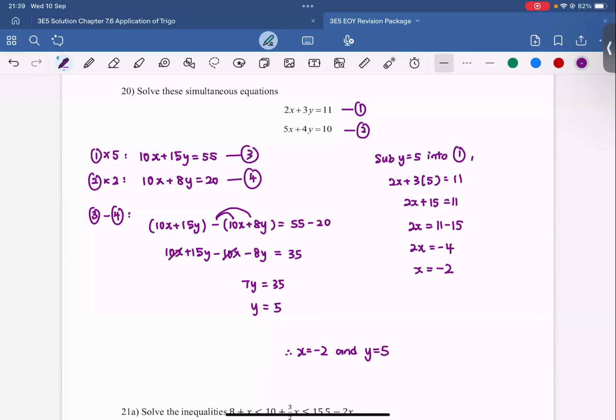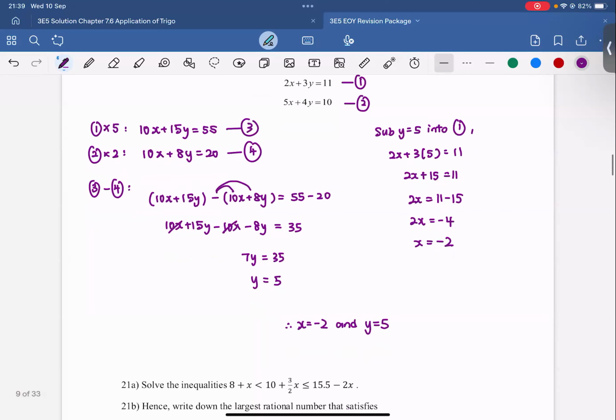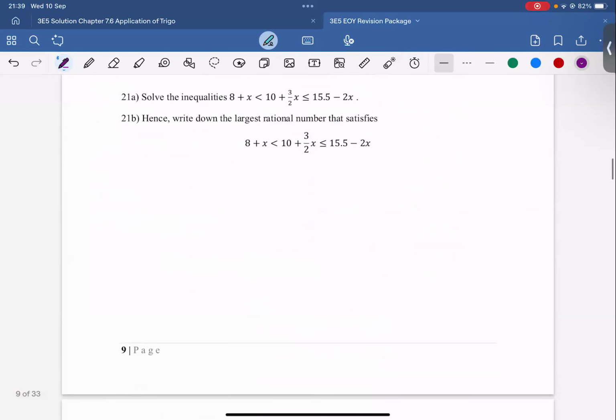Okay, next part. Inequality already. Finally reach your Sec 3 syllabus already. Part 8. Solve this. What we need to do, we need to split them up into 2 parts. Okay, so bring all the x to one side. Try to make the x positive. So I bring the x here, so that I get 3 over 2x minus x. Then this will be 8 minus 10.